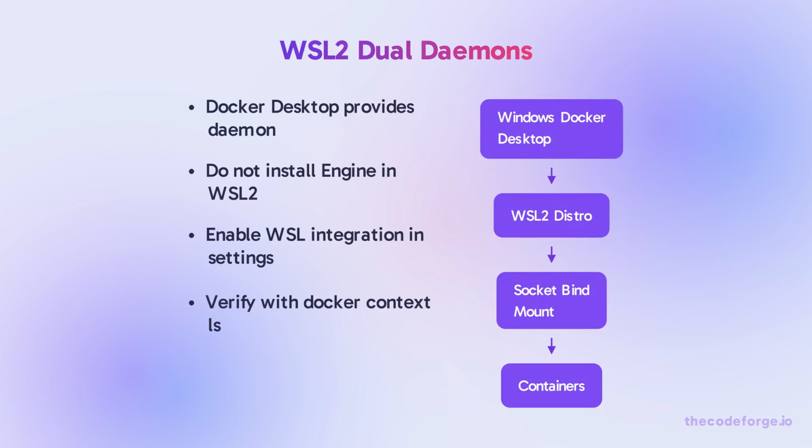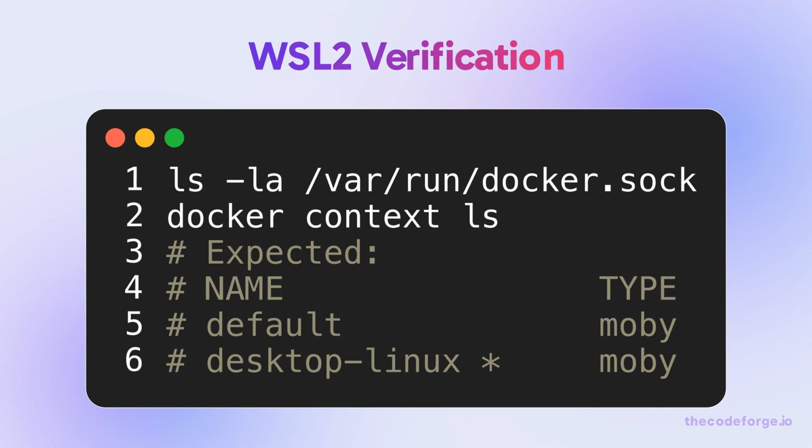On WSL2, you can have 2 Docker daemons, one from Docker Desktop and one installed inside the distro. This causes socket conflicts. The fix: use only Docker Desktop's integration and never install Docker Engine inside WSL2. Check which socket is being used and set the context to default if using Docker Desktop. The expected output shows 2 contexts, default and desktop-linux.